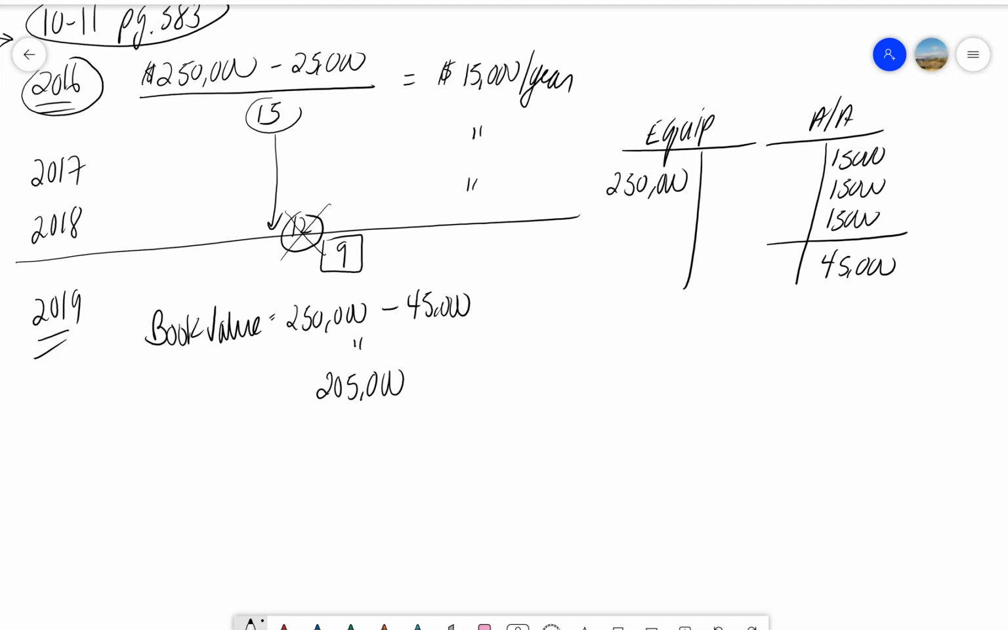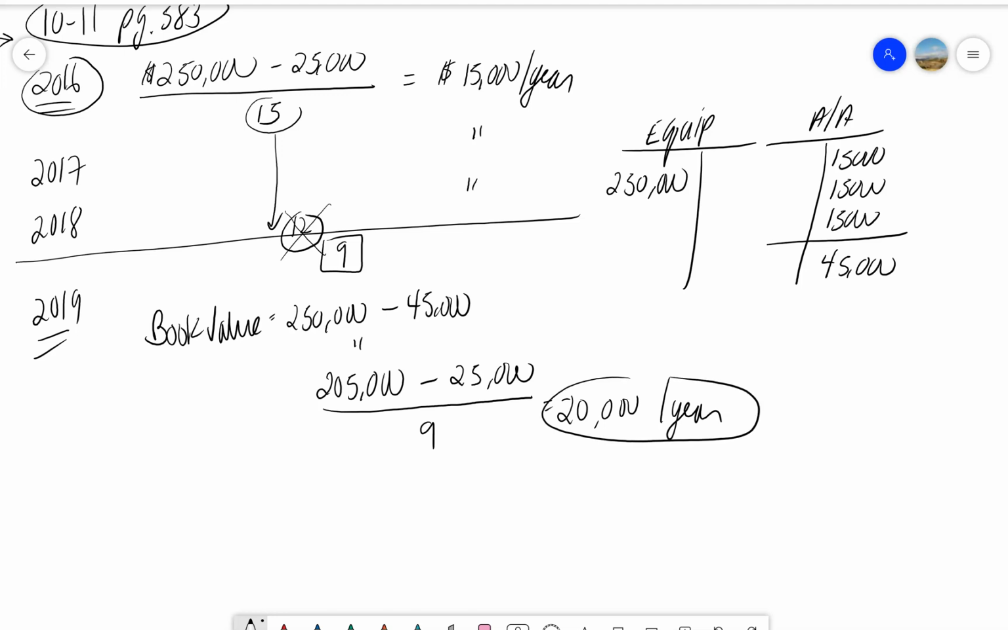So we're going to use that number and calculate a revised amortization expense. The residual value has not changed. There's nothing to indicate that the residual value has changed. So it's still going to be $25,000. That's the residual value. And now we're going to divide it by the revised useful life. So the revised useful life remaining is 9. And so what this means is that for the remaining 9 years, if we work through the calculation, we're going to be taking $20,000 of amortization expense per year for the remaining 9 years.